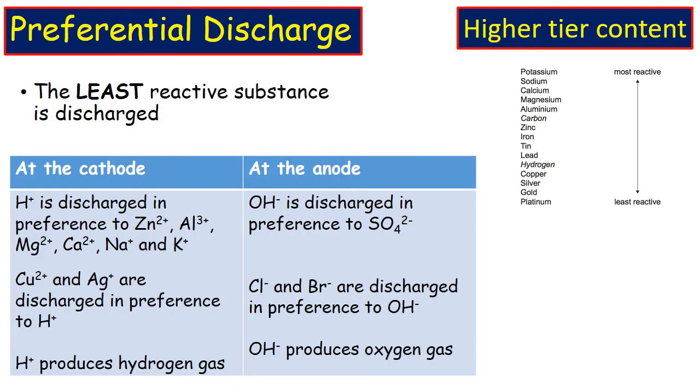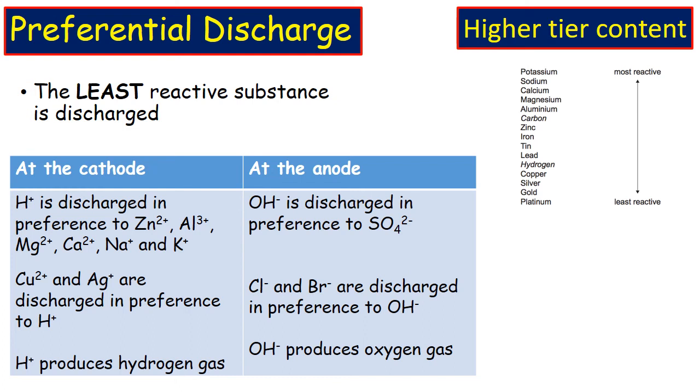So in chemistry we have something called preferential discharge, and that's where the least reactive substance is discharged at the electrode, and the most reactive substance will stay in solution. You kind of think of the more reactive substance as putting up a bit more of a fight, doesn't want to leave the party. So at the cathode, the hydrogen ion is discharged in preference to the zinc, aluminium, magnesium, calcium, sodium, potassium ions. But the copper and silver ions are discharged in preference to hydrogen ions. Now if we have H+ being discharged, it's going to produce hydrogen gas, so H2.